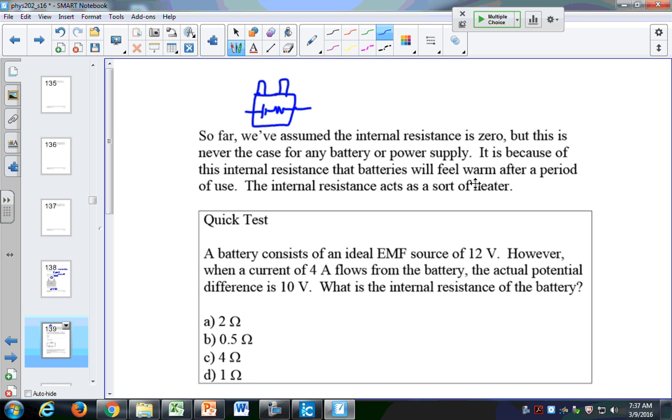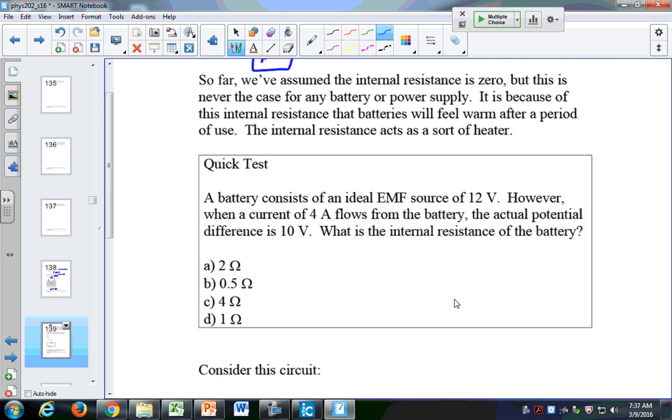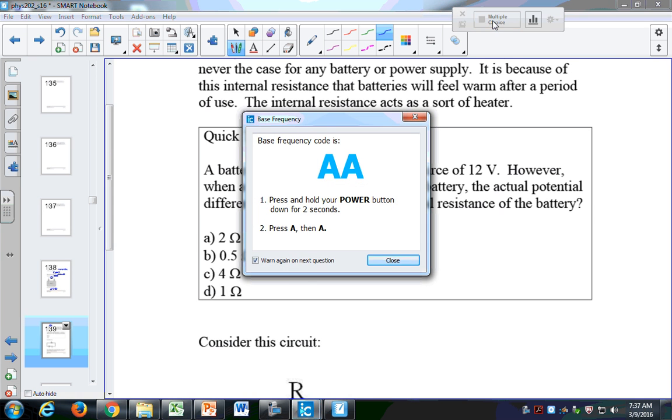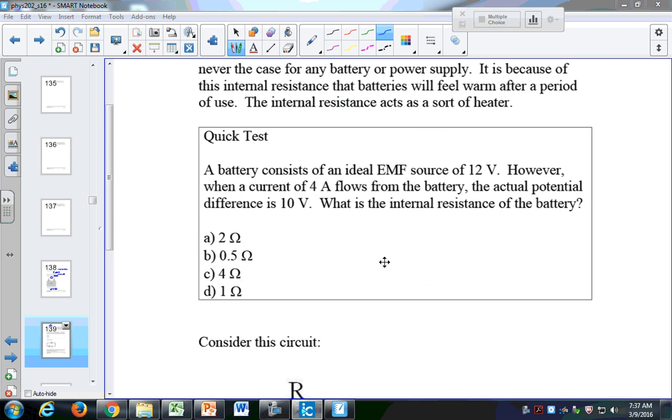Now let's try this little quick test. A battery has an ideal EMF source of 12 volts. Current of 4 amps through it. The actual potential is 10 volts. What is the internal resistance? So I'm losing a certain amount of potential through this internal resistance. What is the internal resistance?